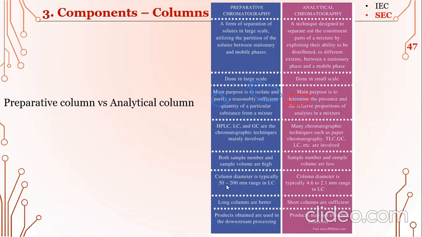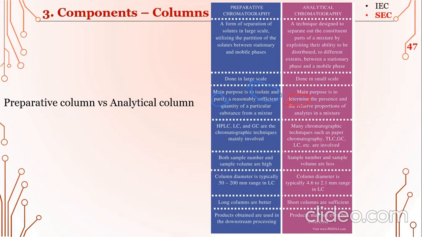Column diameter is typically 50 to 200 millimeter range in preparative LC. The column diameter is 4.6 to 2.1 millimeter range only. Here you can see this is 50 to 200, and here just 4.6 to 2.1 millimeter. Here it is 200 millimeter. So it's a huge difference in the column diameter in the two different chromatographic techniques. So long columns are better here, short columns are sufficient there. Here we need to have longer columns.